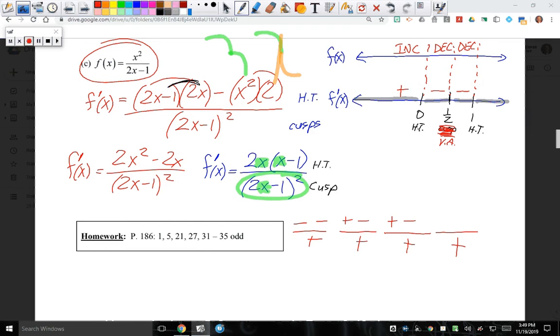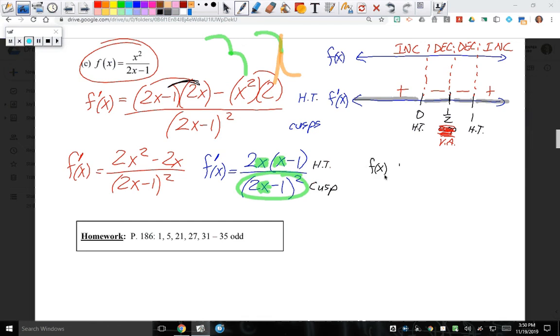Okay, so let's test this last one. That's something bigger than 1. It'd be a positive, positive over a positive. It's positive, or f prime is positive, and it's increasing on f of x. Okay, here we go. So now, let's go to the pieces that we know.